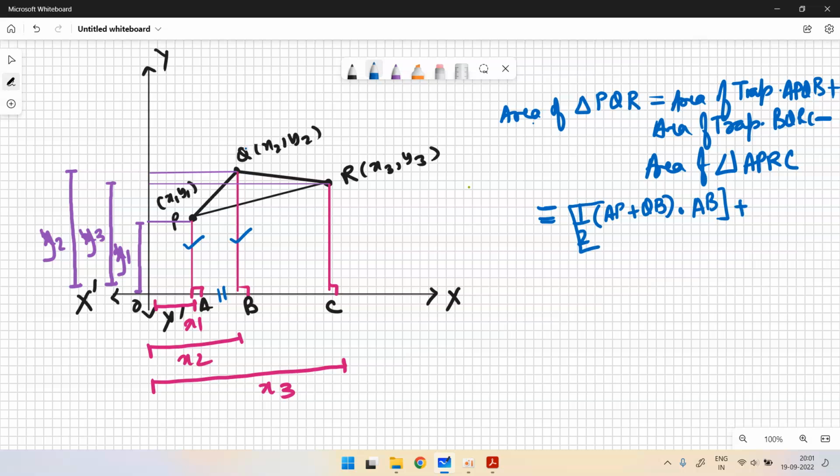Plus, what is the area of trapezium BQRC? The parallel sides are BQ and RC, so this is half BQ plus RC into the height, which is BC. Next is minus. What is the next trapezium? The next trapezium is APRC. In APRC the parallel sides are AP and RC, so half AP plus RC into the height. Height is AC.